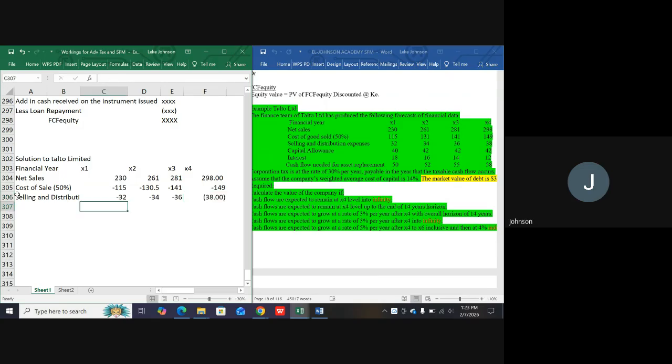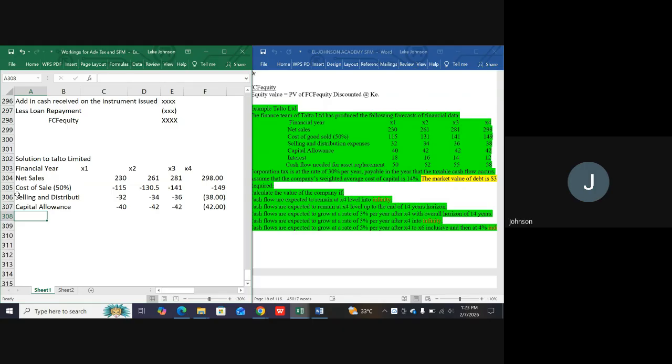We have our capital allowance. So that's the next thing. Yeah, we have capital allowance here, and our capital allowance is an expense also: minus 40, minus 42, minus another 42, minus another 42 as well. So that's how we're able to get that.